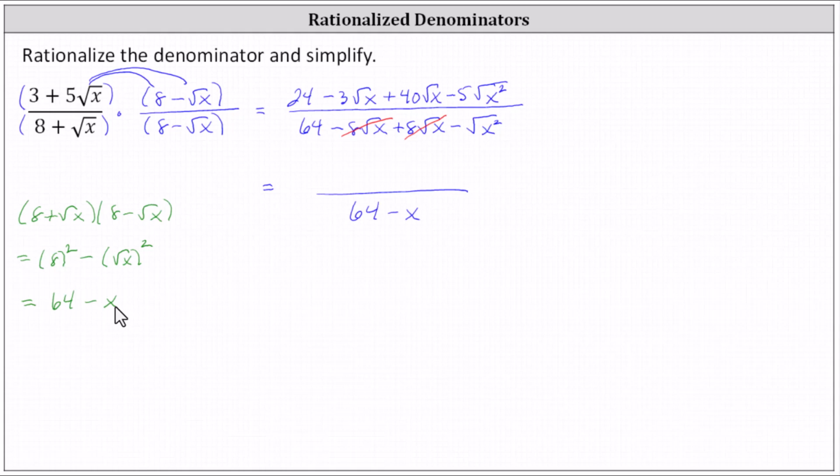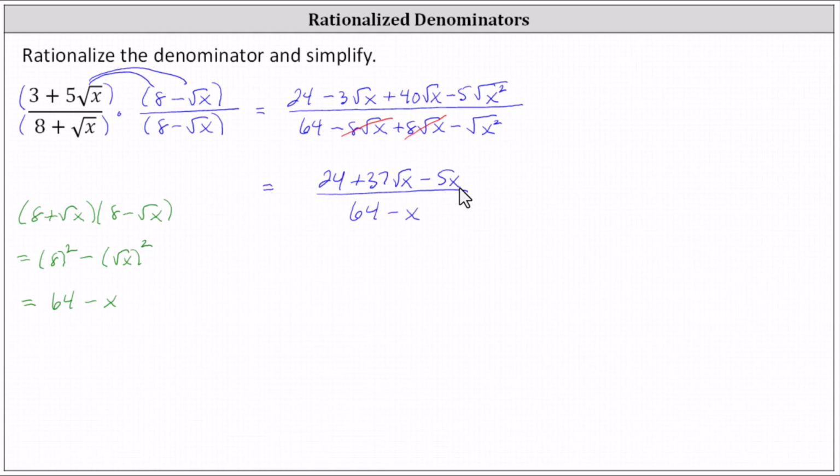And now simplifying in the numerator, we have 24, and then negative 3 square root x plus 40 square root x simplifies to plus 37 square root x. And then we have minus 5 times the square root of x squared. Again, the square root of x squared simplifies to x, giving us minus 5x.